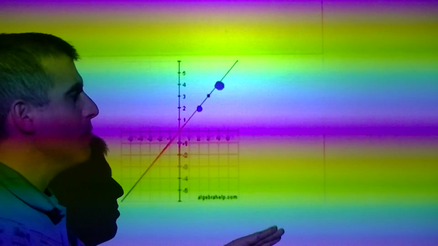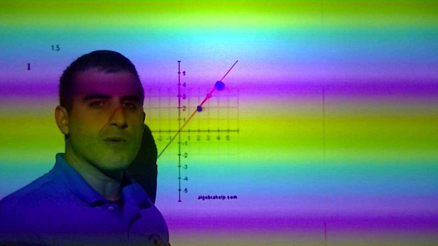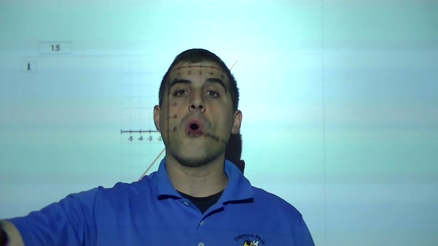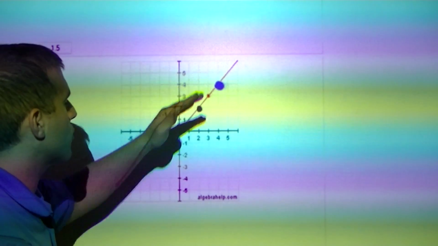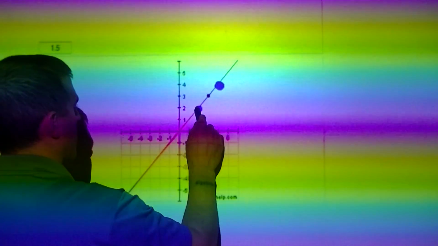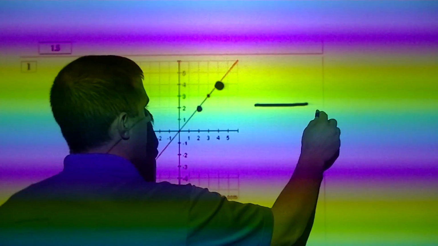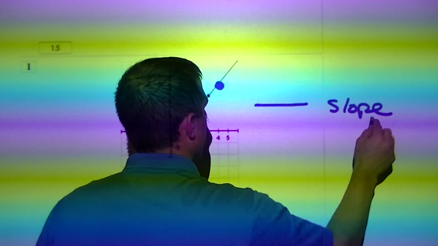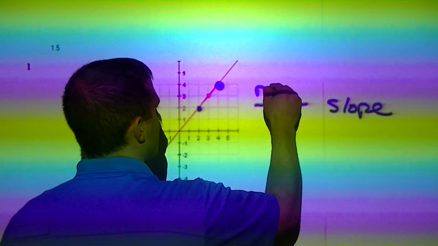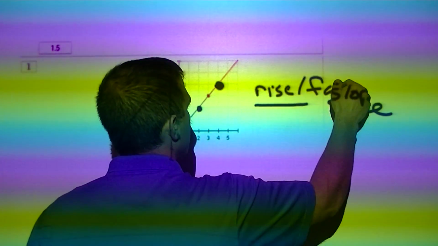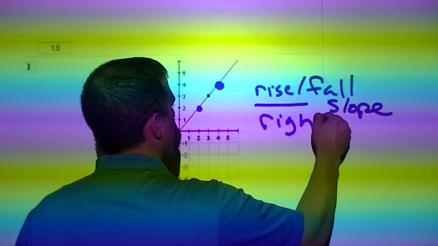Now, to find slope, you want to start from the left. Because remember, when we graph a line, we go up or down and always right. So when we find slope, let's always go right. It doesn't matter what point on the grid you start from. So let's say I start from this point. To figure out the slope, the top number tells me how many I had to rise or fall. The bottom number tells me how many I have to go to the right.